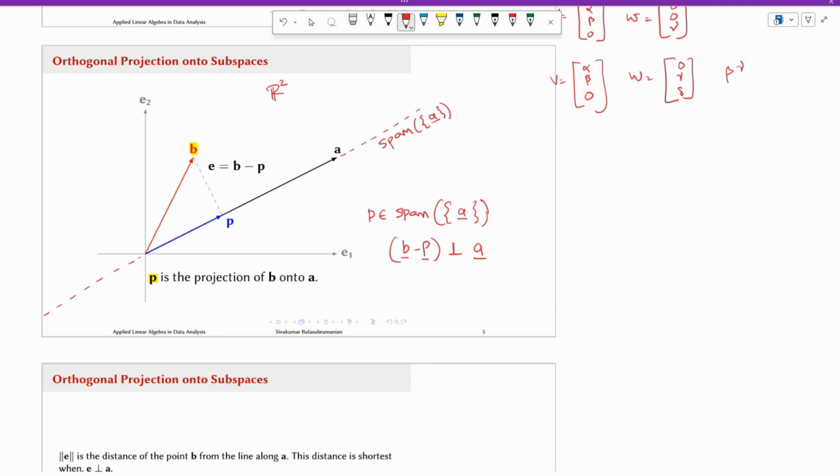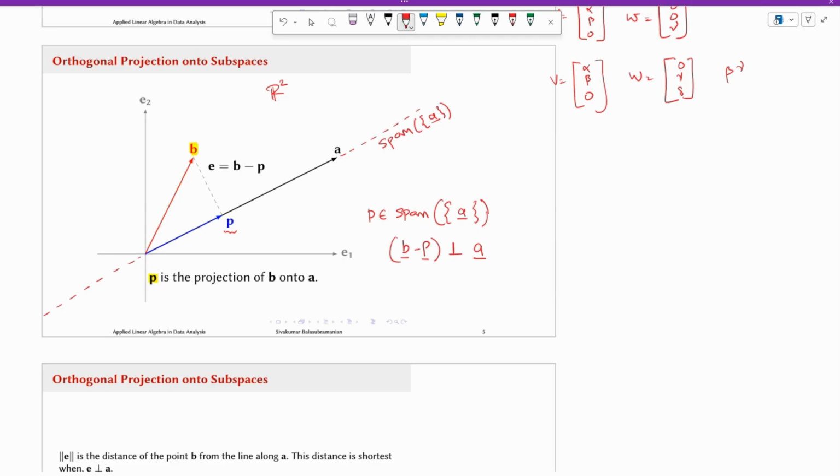the difference between B and P. B is the original vector that you started from. You computed P from B, and we'll say P is the orthogonal projection of B onto the subspace spanned by A, if P belongs to the span of A, and the difference between B and P is perpendicular to A. That's essentially what I've drawn here. The way it's drawn, P is the orthogonal projection of B onto the subspace spanned by A.